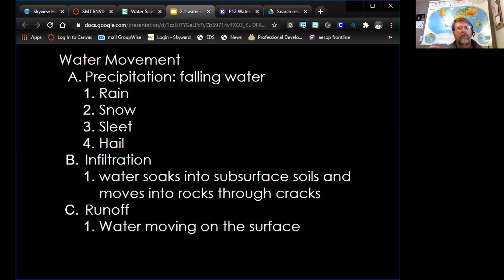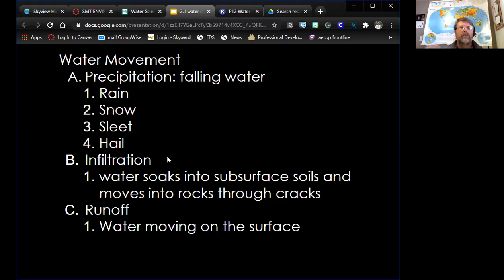Hail forms in the cloud, and it is a frozen chunk of ice falling from the cloud to the ground. It goes through a whole wind process. Again, I don't want to describe it in too much detail right now, but it comes down as ice when it hits Earth.